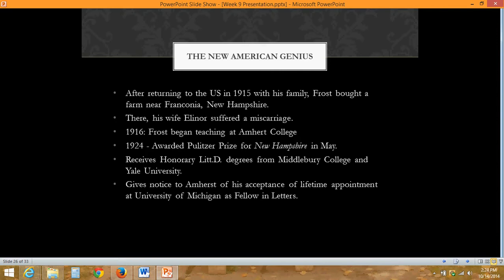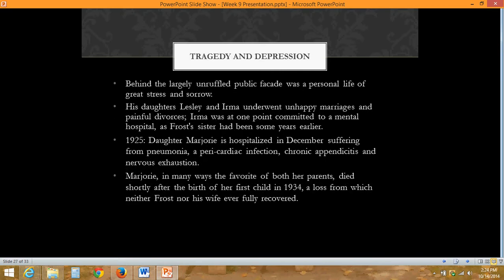He taught at Amherst College, and then in 1924 he was awarded the Pulitzer Prize for New Hampshire in May. He received an honorary Doctor of Literature from Middlebury College and Yale University, and then got a lifetime appointment at the University of Michigan as a fellow in letters. So lots of great things happening, and then lots of tragedy happening. So he had a lot of stress in his life and a lot of personal sorrow.